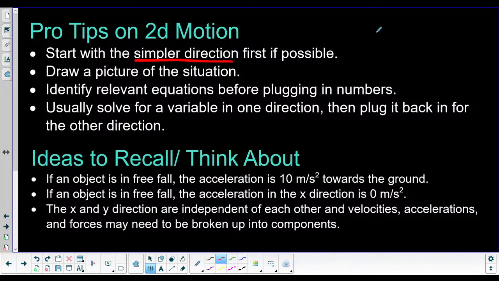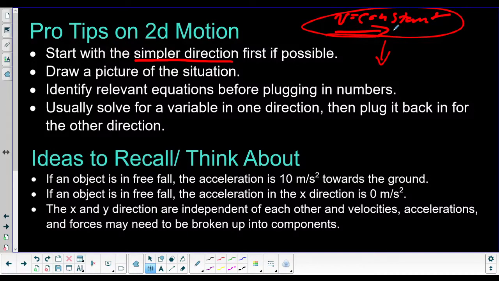Like if you have something moving at constant velocity this way, let's skinny that pen up, and then you have something accelerating that way, I would look at the constant velocity section first, if I can, and then move on to the piece that's accelerating. But that's not always going to work. But it's a good place to start.